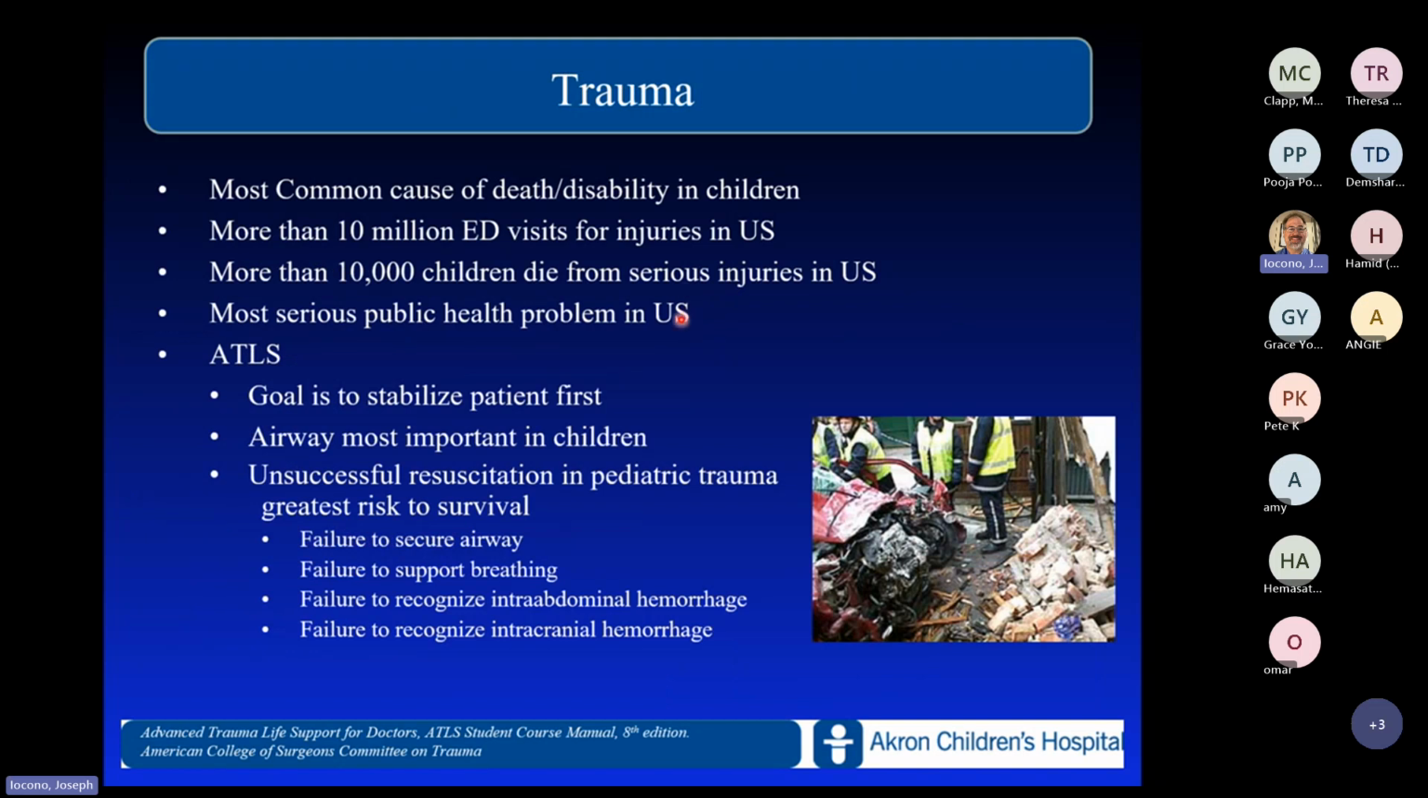Trauma in kids next. The most common cause of death and disability in children is still trauma. The goal is to stabilize first. What causes kids to die after the incident? If they make it through the incident, what causes them to die? First thing is airway and breathing. Last one is failure to recognize hemorrhage, either in the abdomen or the head. So if they make it to your ER, those are the 4 things that are going to cause them to die.